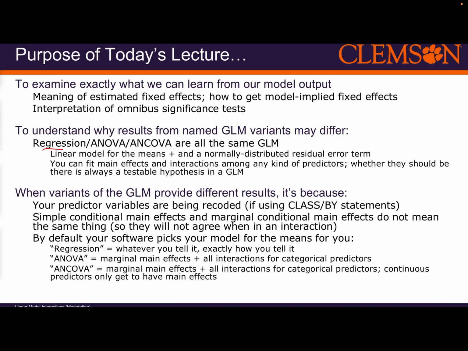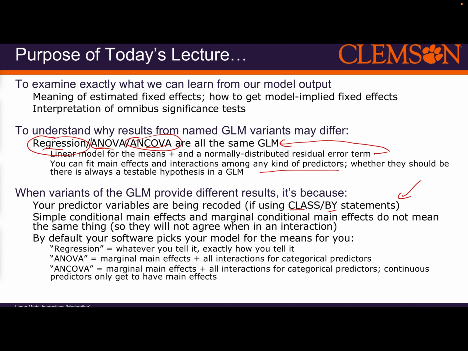Named meaning regression, ANOVA, and ANCOVA are all the same model, but depending on your software, or depending on how you enter variables into it, you get different output, right? So the linear model for the means plus the normally distributed error term is what these models are. You can fit main effects and interactions among any kinds of predictors, even if the software doesn't for you, like in regression or in ANCOVA. And when variants of the GLM or the linear model provide different results, it's likely because your predictor variables are being recoded, sometimes by you.